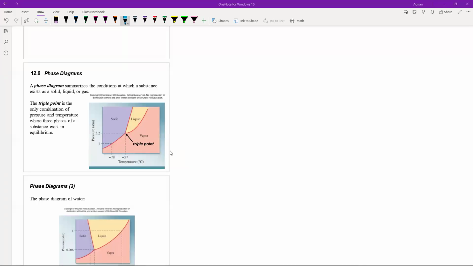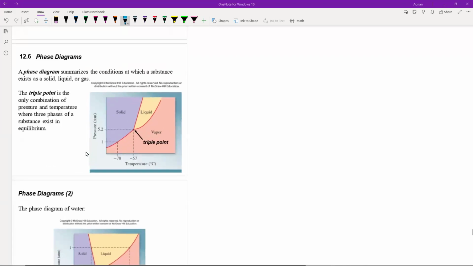Okay, so the last thing we're going to take a look at in this section is interpreting what are known as phase diagrams, right? So these are going to be different than the heating curves or the cooling curves that we saw previously. Phase diagrams are things that summarize the conditions, and the conditions that we're going to be looking at here are temperature and pressure conditions, whereby a substance can exist as a solid or a liquid or a gas.